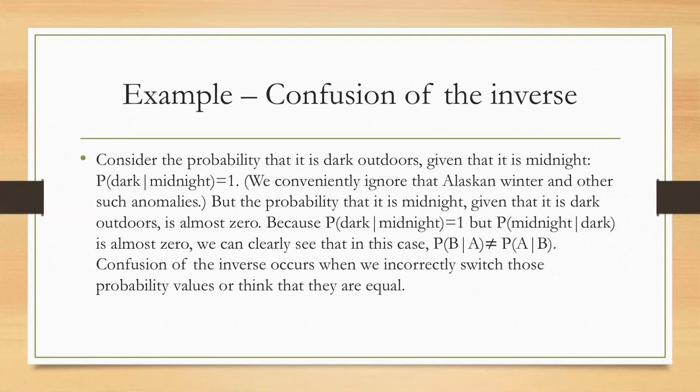And if that's not very clear, here's a better one maybe for you. Consider the probability it is dark outdoors given that it is midnight. So dark given midnight equals 1. You can conveniently ignore Alaska winters and other such anomalies, okay? But the probability it is midnight given that it is dark outdoors is almost 0, because you have to be exactly on midnight, by the way. So probability dark given midnight is equal to 1, but the probability of midnight given it's dark is almost 0, right? If you walked outside and it was dark outside, you probably couldn't pinpoint what time it was even. You'd probably be just guessing. So hopefully you see that they are not equal and you should not assume they are, okay?